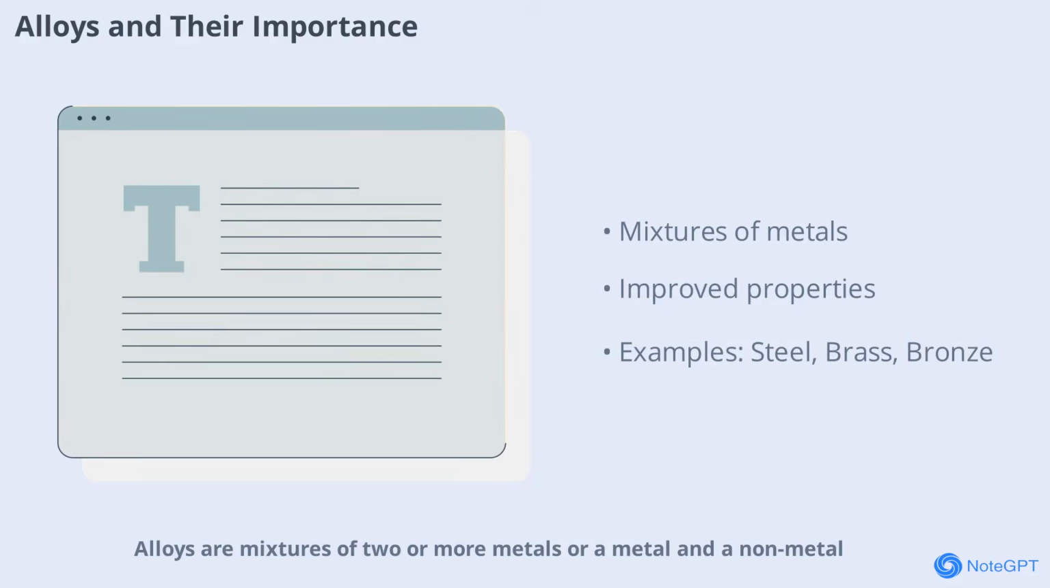Alloys are mixtures of two or more metals or a metal and a nonmetal designed to have improved properties. Common examples include steel (iron and carbon), brass (copper and zinc), and bronze (copper and tin). Alloys are stronger, more durable, and often more resistant to corrosion than pure metals. They play a vital role in construction, transportation, and manufacturing industries.